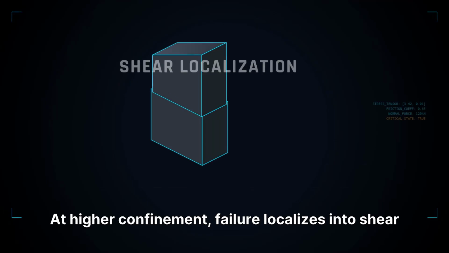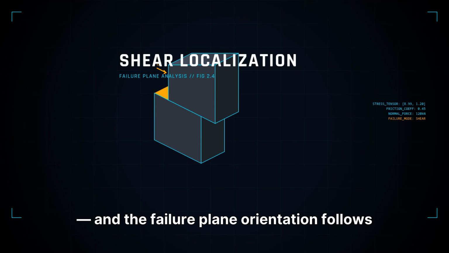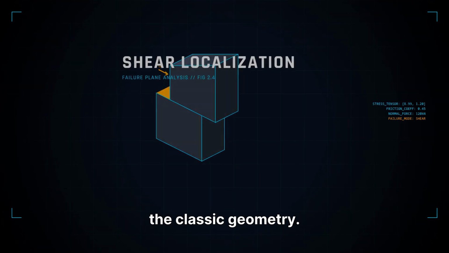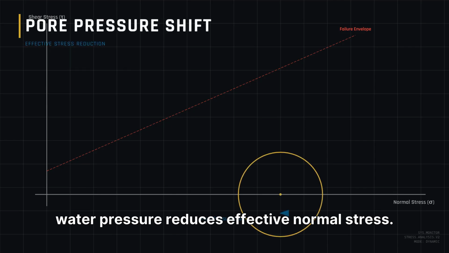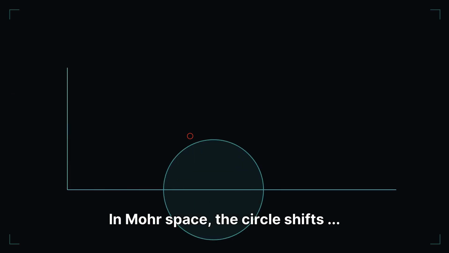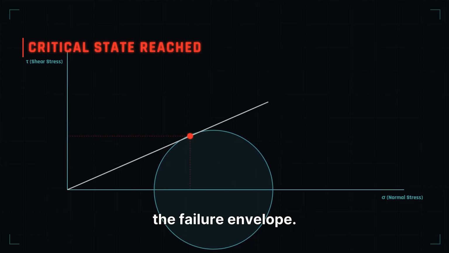At higher confinement, failure localizes into shear planes, and the failure plane orientation follows the classic geometry. Now add fluids. Water pressure reduces effective normal stress. In Mohr space, the circle shifts, and stable rock can instantly reach the failure envelope.